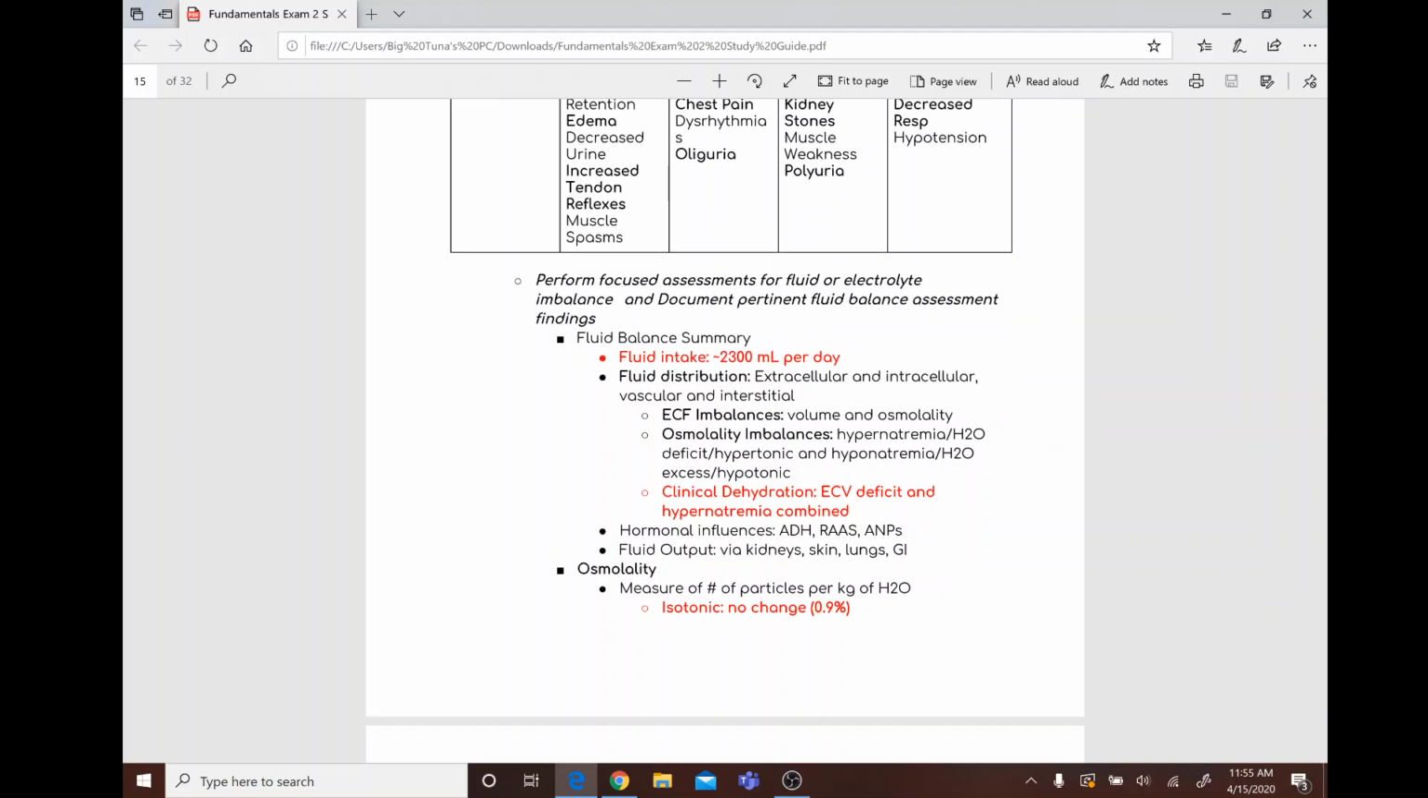All right, what's the normal amount of fluid intake in a day? 2,300 milliliters. What are some ECF imbalances involving fluid volume and osmolality? Osmolality imbalances are hypernatremia/water deficit/hypertonic, and hyponatremia/water excess/hypotonic. Clinical dehydration is ECF volume deficit and hypernatremia combined.